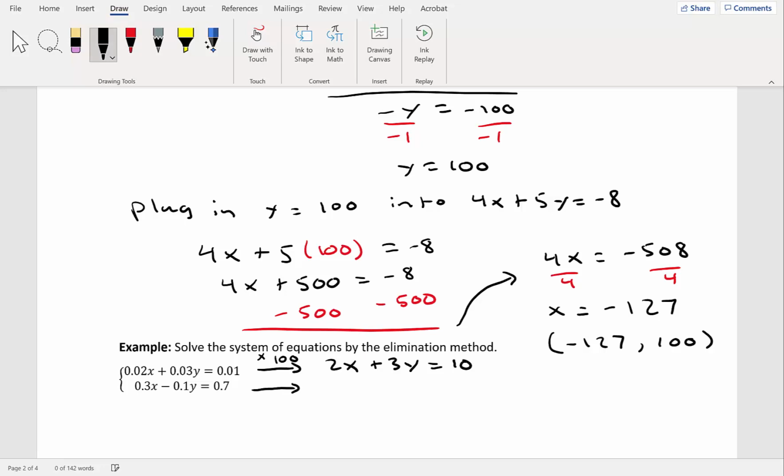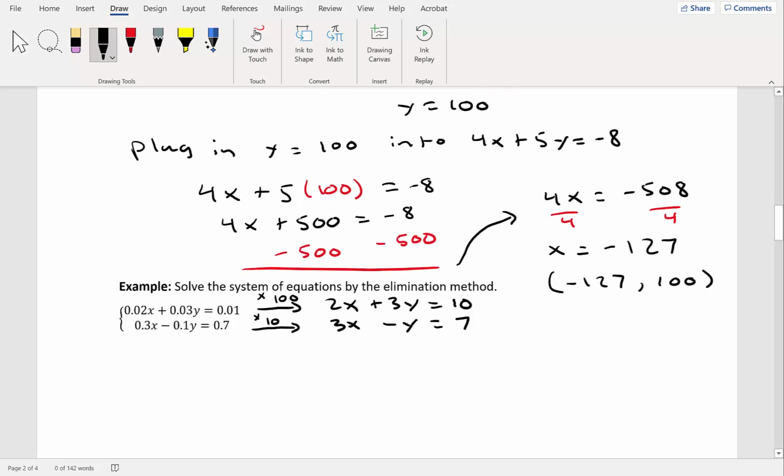And now the bottom equation, the most decimal places I have is 1. So I'm going to multiply by 10 to get rid of those decimals. So I get 3x minus y is equal to 7. And now you go ahead and proceed just like what we did with the other examples. Let me go ahead and rewrite our equations down here.